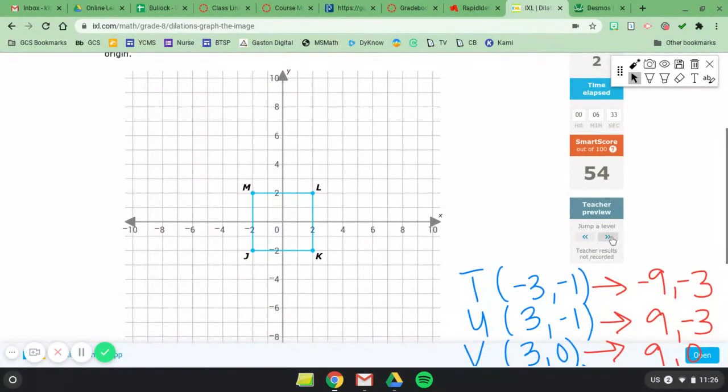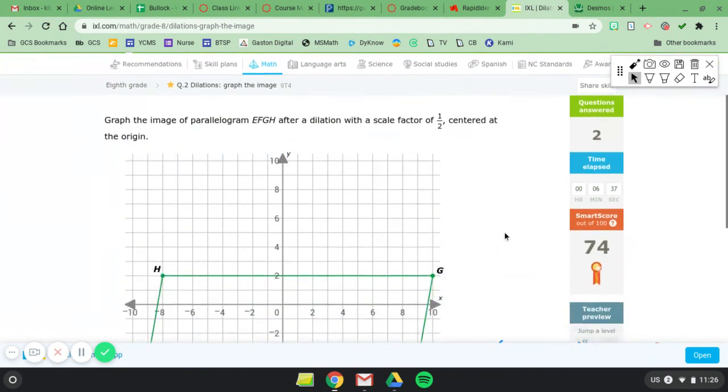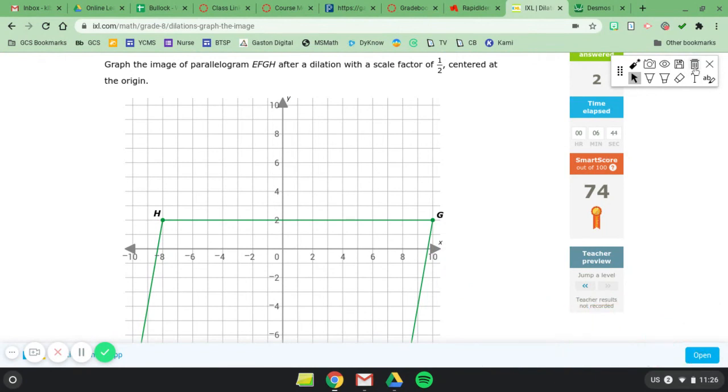So then I'm going to skip a level. And honestly, when you skip a level with these shapes, there's not much change. Now this is going to get half the size.